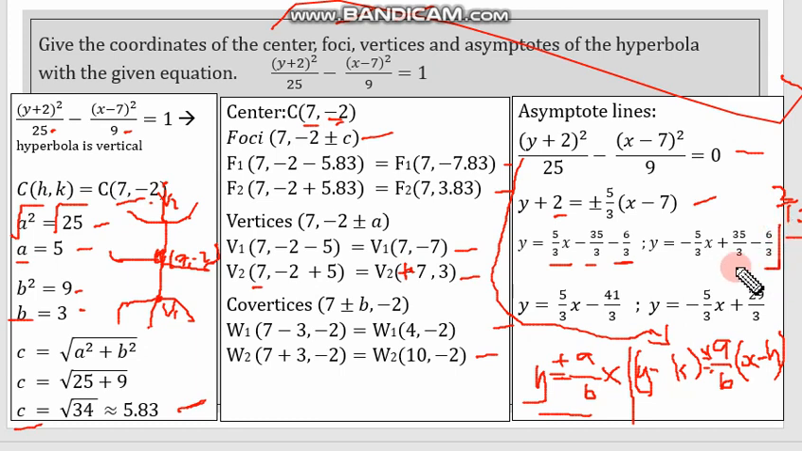So these are the equations of the asymptotes: y is equal to 5 over 3 x minus 35 over 3 minus 6 over 3, or y is equal to negative 5 over 3 x plus 35 over 3 minus 6 over 3.